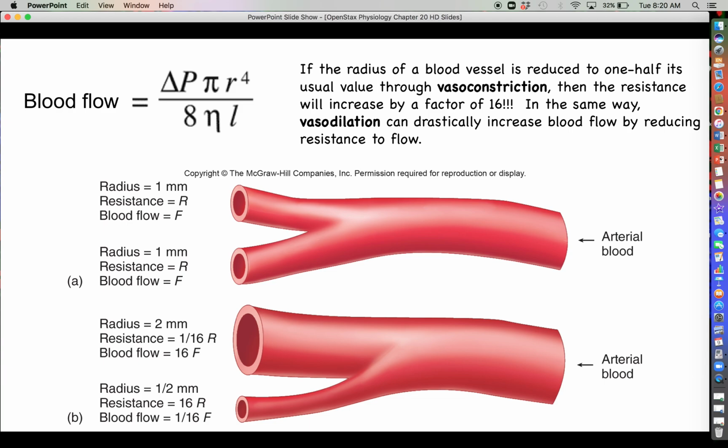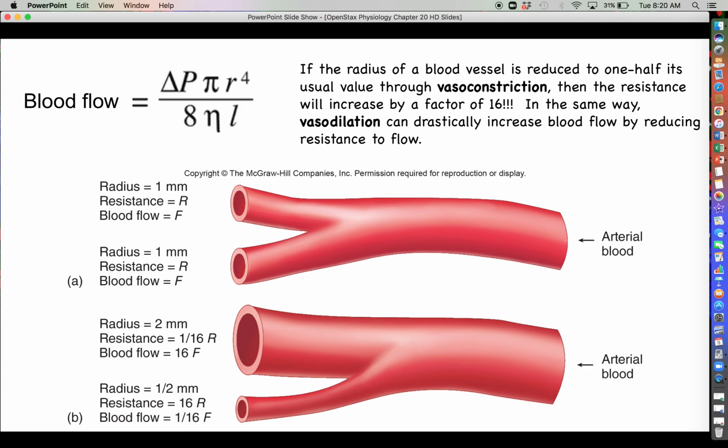Now pay attention to Poiseuille's law right here. The radius is raised to an exponent, so it's raised to the fourth power, meaning that if you were to double the radius of a blood vessel through vasodilation, you're not going to double blood flow, you're going to increase blood flow by a factor of 16. So 2 to the fourth power would be 16, correct? 2 times 2 is 4, 4 times 2 is 8, and 8 times 2 is 16.